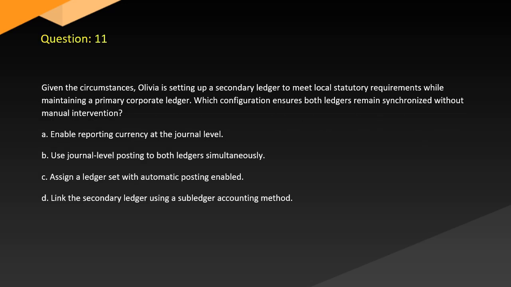Question 11. Given the circumstances, Olivier is setting up a secondary ledger to meet local statutory requirements while maintaining a primary corporate ledger. Which configuration ensures both ledgers remain synchronized without manual intervention? A. Enable reporting currency at the journal level. B. Use journal level posting to both ledgers simultaneously. C. Assign a ledger set with automatic posting enabled. D. Link the secondary ledger using a subledger accounting method.